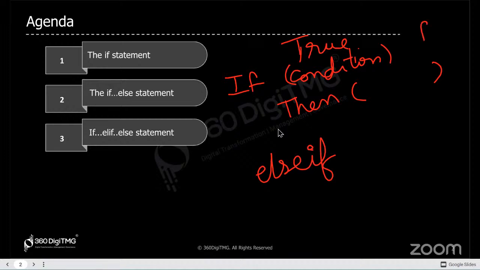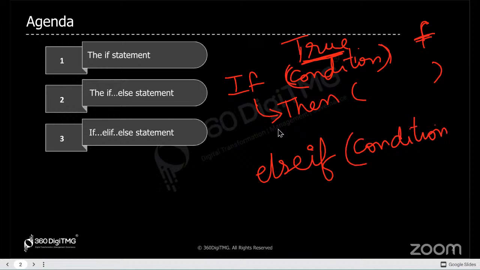Suppose this turns out to be false, then you will not enter here. Only upon true will we come here. So with else if, we could specify another condition. Here also it is checking whether this is true or not. If it is true, then it will perform certain activities.